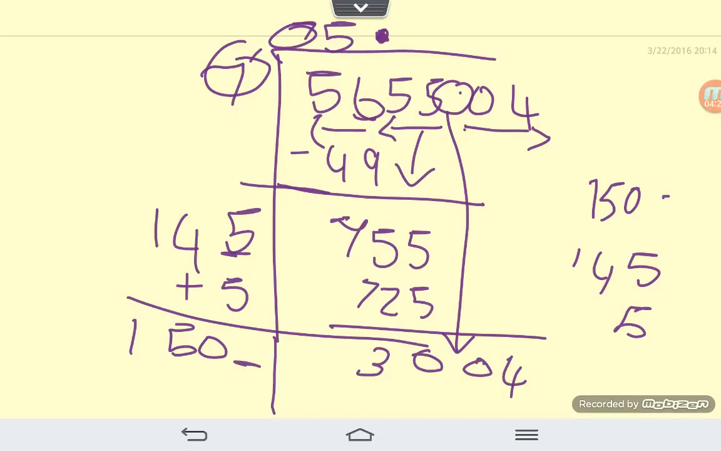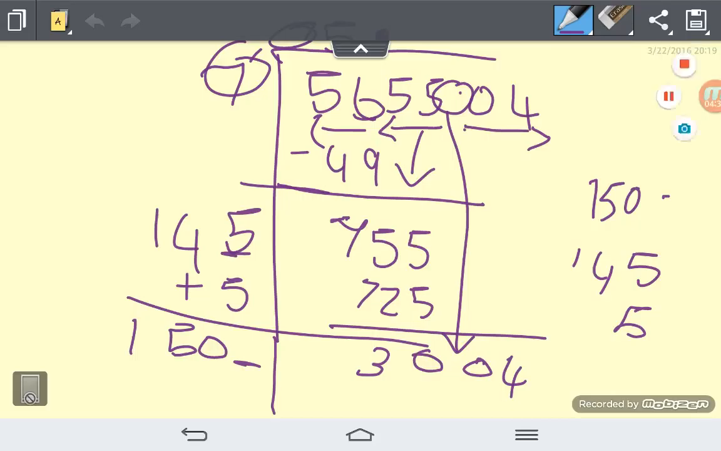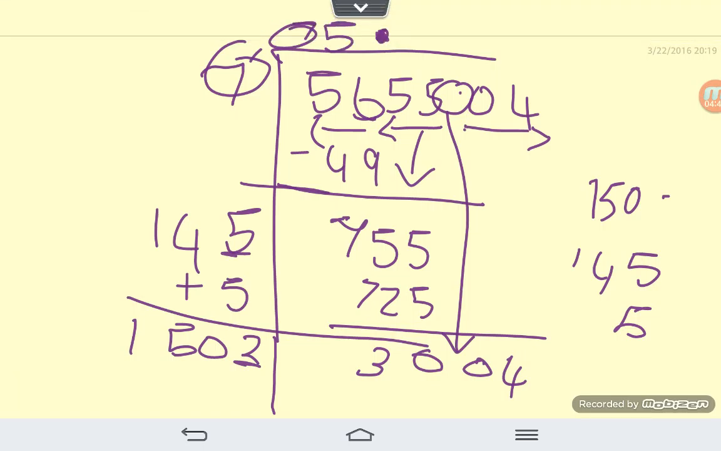Let's check with a number which would exactly divide this one. So 150, 1502 is the best number. If you multiply 1502 by 2, you get 3004. So I'm going to write 2 after the decimal point. I'm going to subtract it.